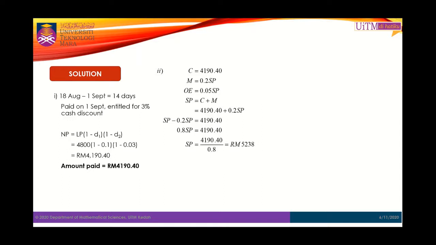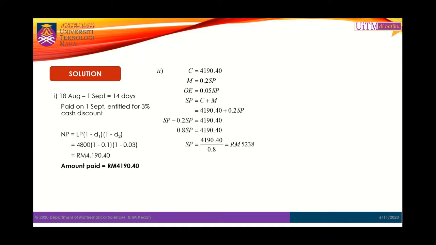So the cost is 4,190.4, and it's given that the markup value or the gross profit is 20% of the selling price, 0.2 SP, and the operating expenses is given by 0.05 SP, or simply 5% based on the selling price. So given that you know that the selling price is just equal to C plus M, the cost plus the markup or the gross profit.